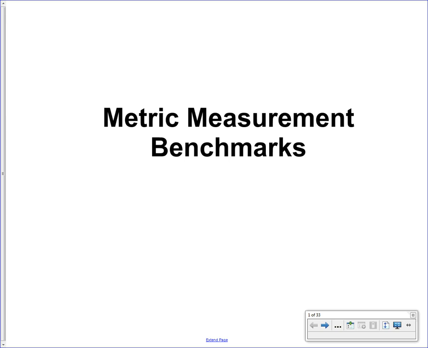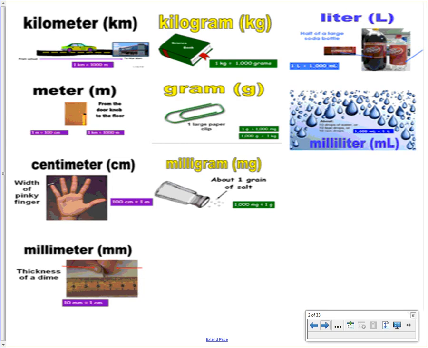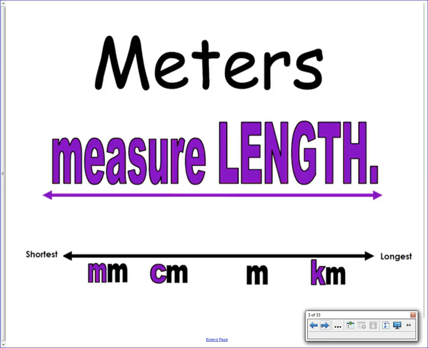Alright, in this video I'm going to cover measurement benchmarks, both metric and customary. So here we've got our metric benchmarks: kilometer, meter, centimeter, millimeter, kilogram, gram, milligram, liter, and milliliter. We're just going to quickly go through these to make connections for it. So meter. Meters measure length: millimeter, centimeter, meter, kilometer.